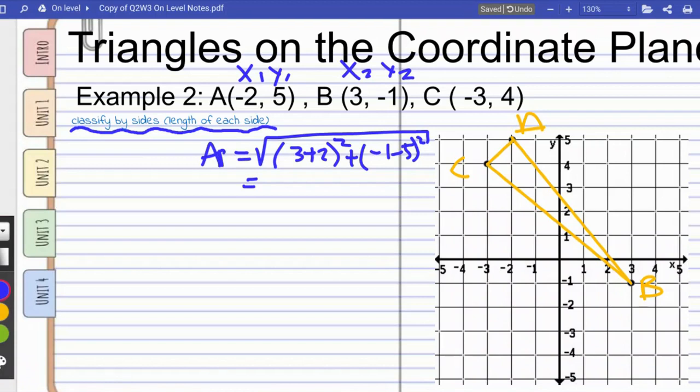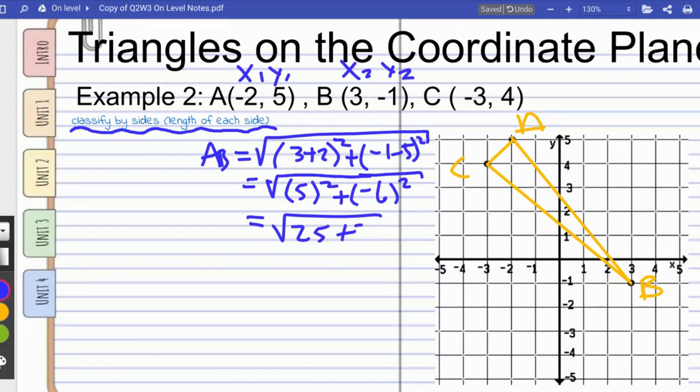So this is A to B, I'm going to write A to B here. So that's going to be the square root of 3 plus 2 is 5, so that's going to be 5 squared plus negative 6 squared, which gets you the square root of 25 plus 36, which is the square root of 61. 61 is a prime number. So A to B equals the square root of 61. That's the simplest it gets.